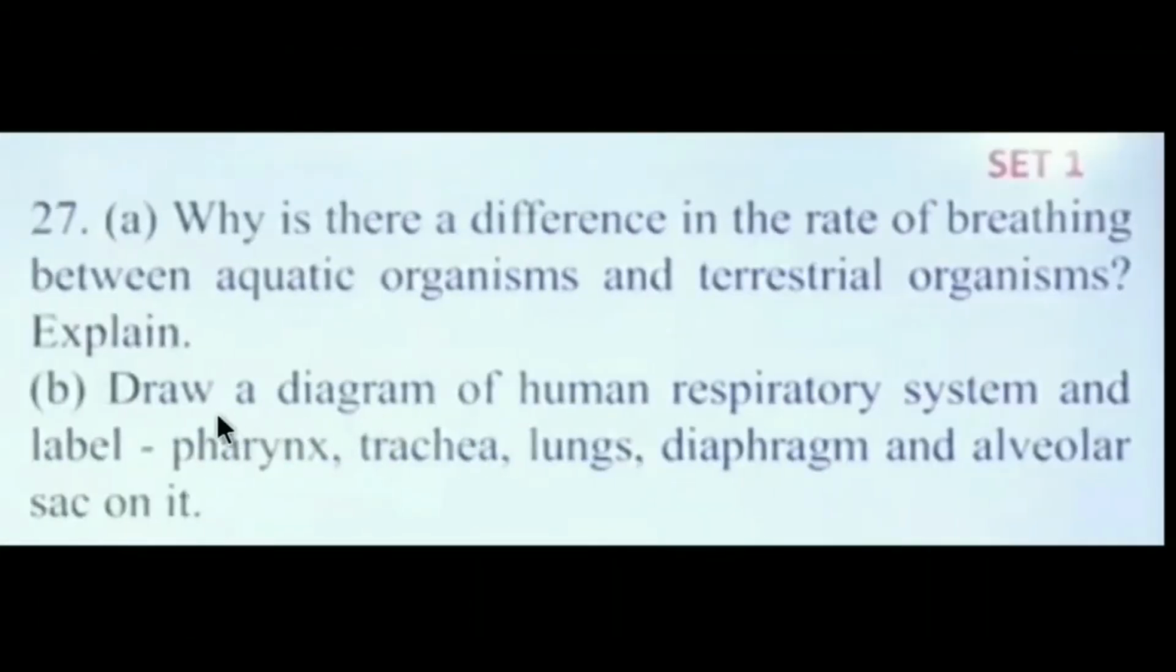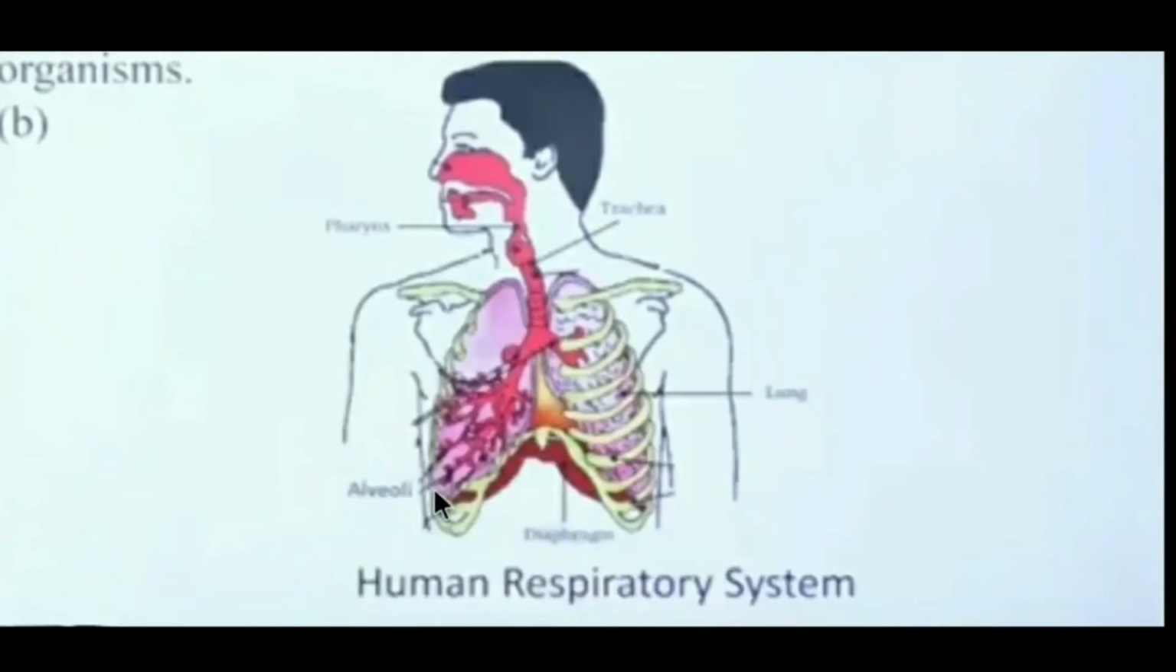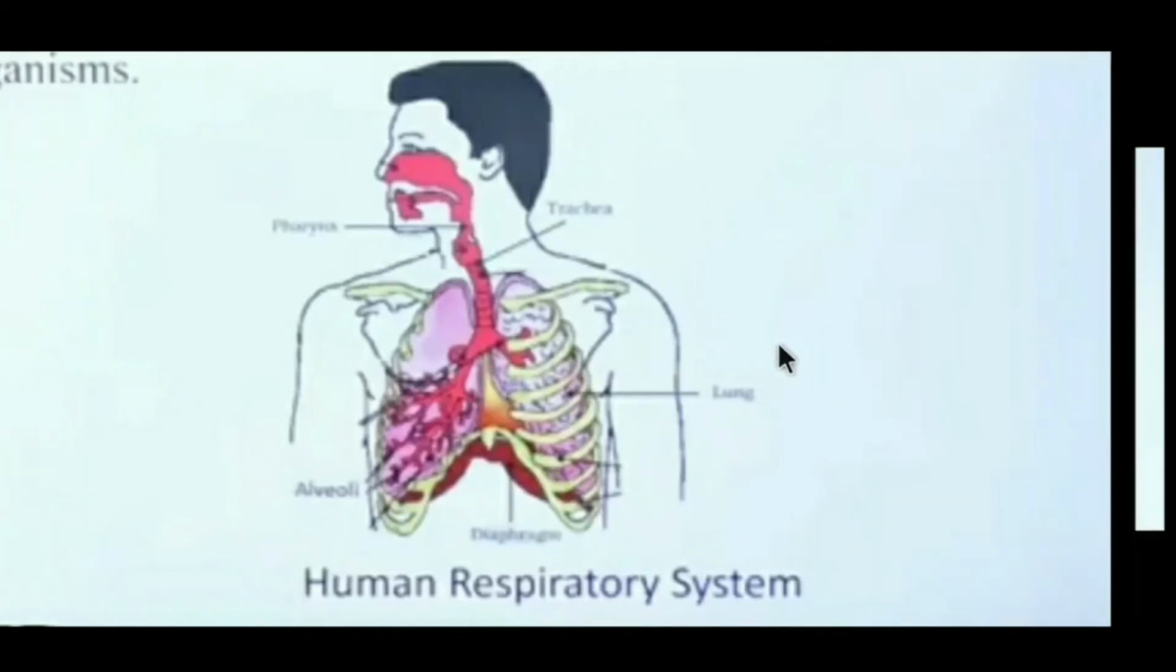उसके बाद ऐसा क्वेश्चन था, draw a diagram of human respiratory system and label pharynx, trachea, lungs, diaphragm and alveolar sac on it. तो सब यहाँ पे आप देख सकते हैं, अलग अलग डिफाइन करना है, लंग्स कहाँ पे, alveolar क्या है, डायफ्राम कहाँ है, ट्रचिया, और ऑल ह्यूमन रिस्पिरेटरी सिस्टम आप डिफाइन कर सकते हैं.